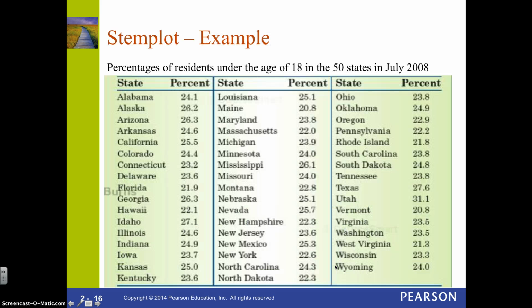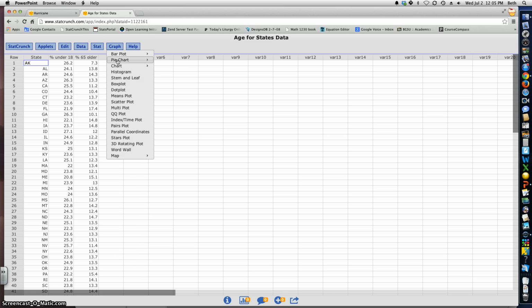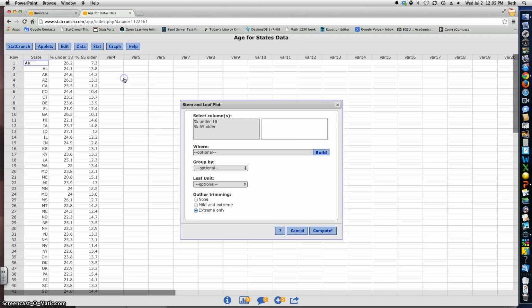Okay, so for another example, this is the percent of residents under the age of 18 in the 50 states during July of 2008. So you do the same idea. You have to find the smallest one, and then we also have to find the largest one in order to order our stems. So let's switch over here to StatCrunch, and I'm just going to have StatCrunch do this for us. If I go to Graph and choose Stem and Leaf Plot.